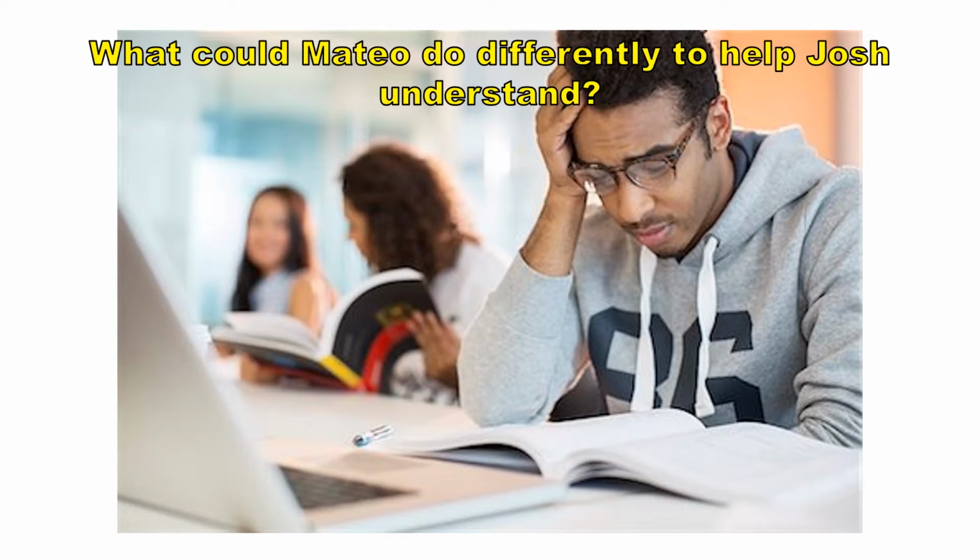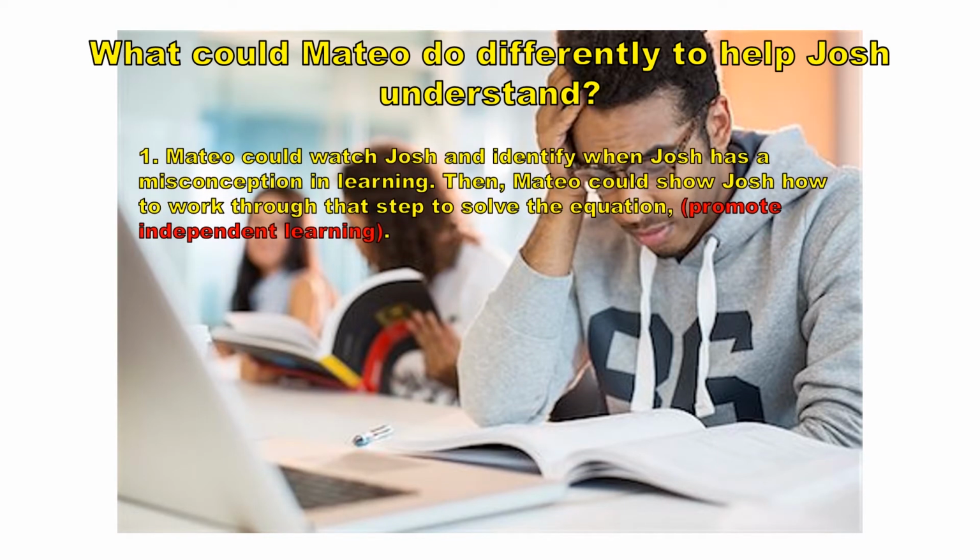So one thing Mateo could do is to offer to watch Josh complete a chemical equation using a formula to see if Mateo can identify the steps in which Josh has a misconception in learning. After that, Mateo could show Josh how to work through that step to solve the equation.